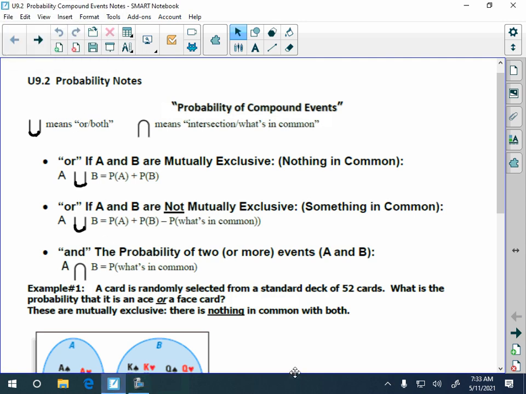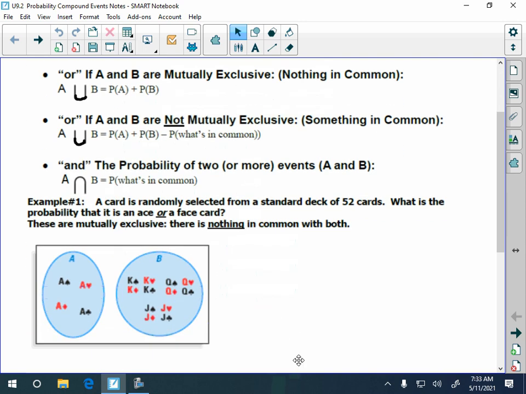Now, the third kind is an and problem. It has to have the word and. I want it to be this, and I want it to be this. I want it to be an even number, and I want it to be a 6, something like that. So then what we do is do the intersection, or just think of, we want to take the probability of just what's in common. That's our overlap. That's all we're looking for then.